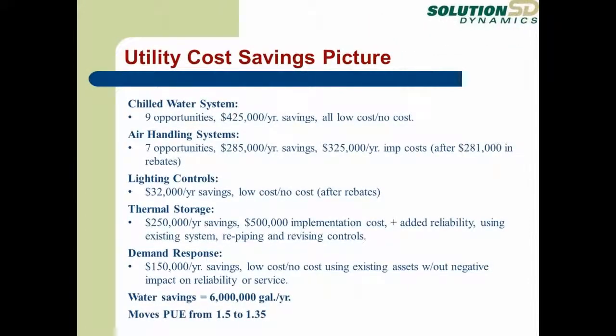Again, the facility's got a highly competitive rate, yet overall, the interactive effects between all these measures, you would lose about $180,000 worth of savings, because some savings interrelate to some of the other savings. But net, you would still be around $960,000 per year in savings for a total implementation cost of about $825,000, less than a 1-year payback after rebate. So the internal rate of return is higher than 100%.